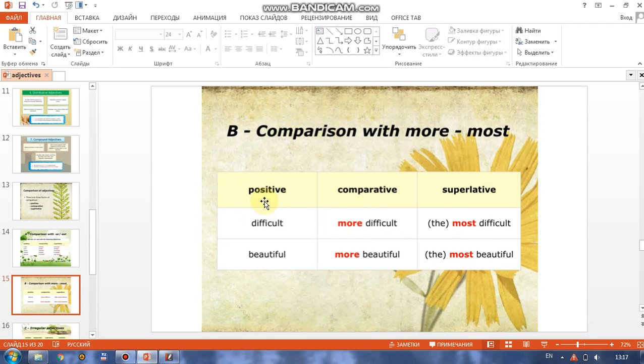Next, comparison with the help of the words more or most. In positive degree it stays in its position: difficult, beautiful. And in comparative degree we will use the word more before adjectives of three or more syllables: difficult, a three syllable adjective, more difficult. And in superlative degree we will use the word most before adjectives of three or more syllables.